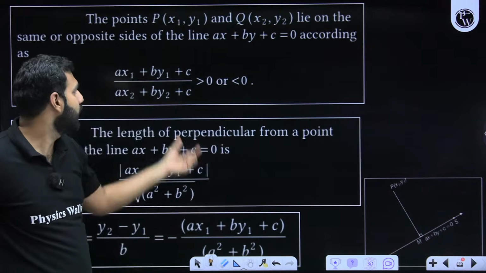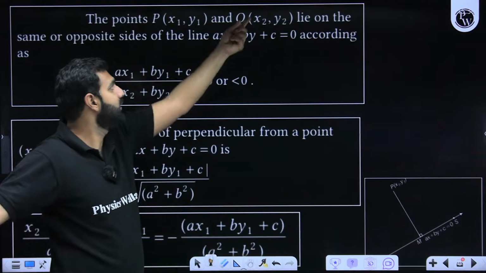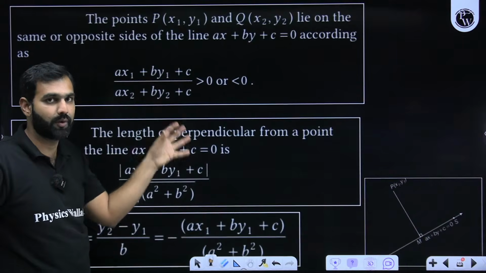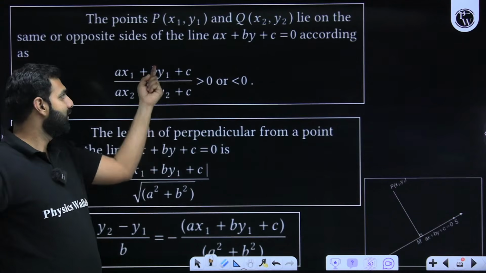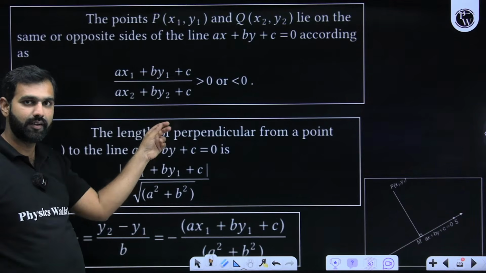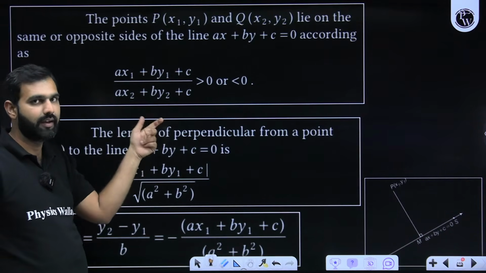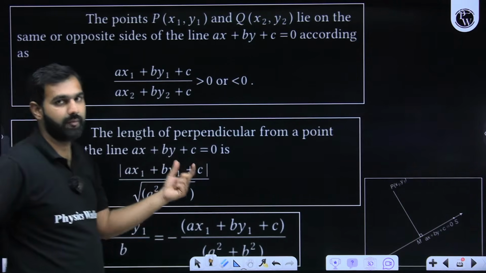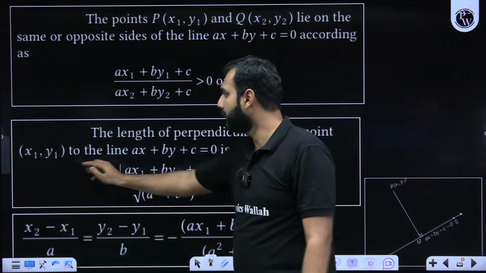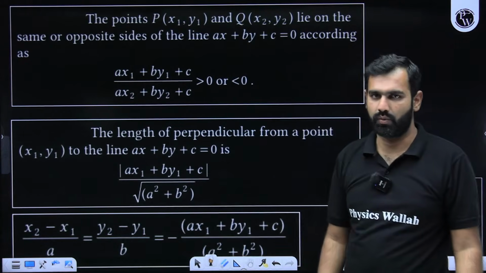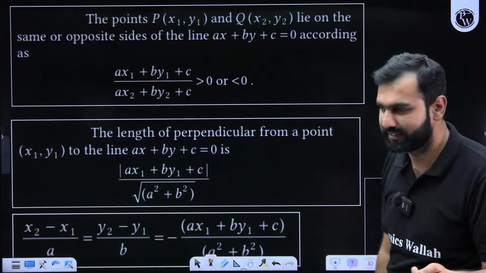But if it is above or below the line, it will be positive or negative depending on the segment where it is. So if the power of this point and this point with this line is same in terms of sign, if both are positive, they lie on the same side. But if they lie on the opposite side of the line, the powers will be opposite in sign. One will be positive, other will be negative. I hope you got my point. How do you find the perpendicular distance of a line from a point? It is given by power of that point with respect to that line divided by under root of a square plus b square. But you take modulus because it is distance.